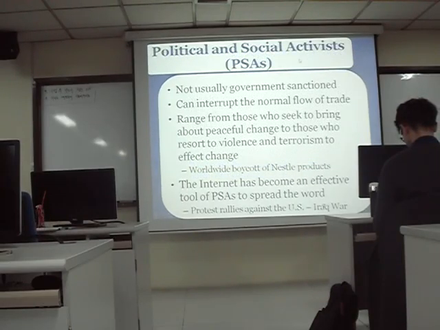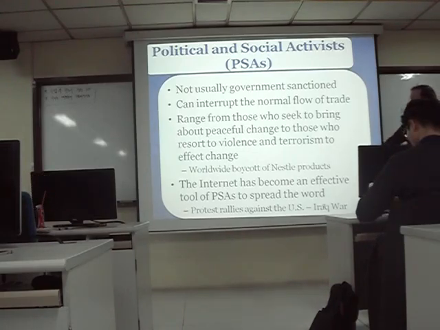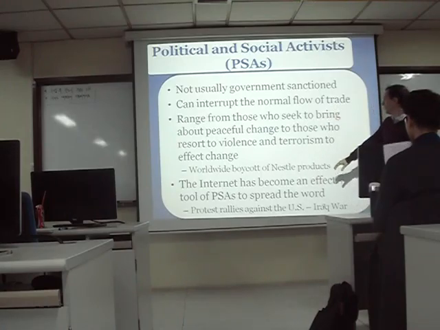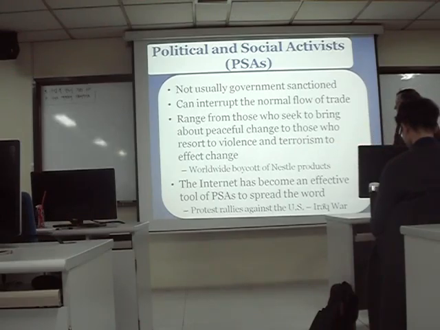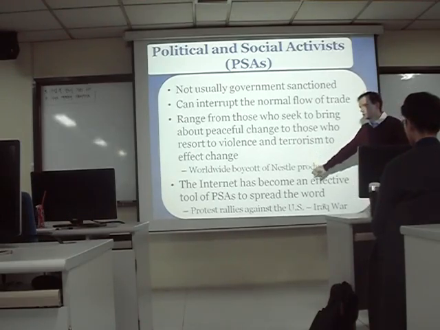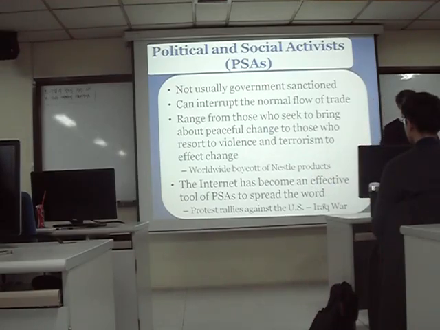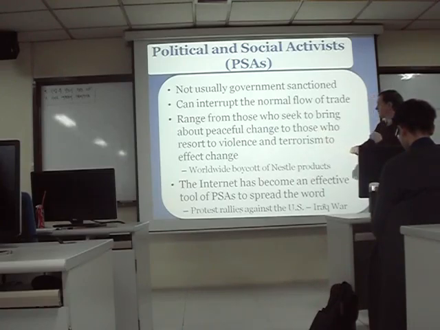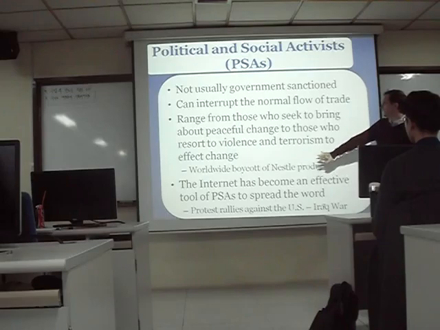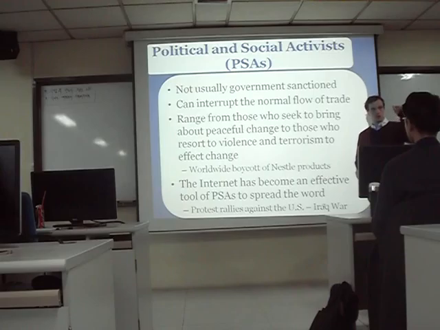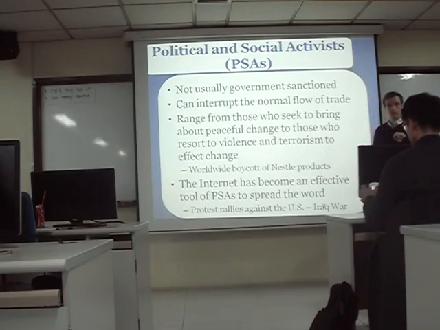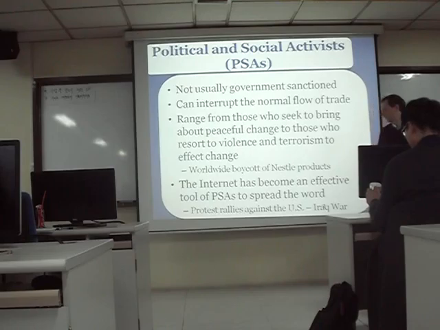We can have political and social activists outside of the government. So this can interrupt trade. So, for example, some people want to bring about peaceful change. They do some demonstration. Other people use violence and terrorism to effect change. Okay? So, for example, the economy and the industry in Greece was affected because people were making demonstrations. In other cases, we see in Europe at the moment, there is some terrorism. Okay? The stock of the travel company is going down. Travel companies are affected because there is some terrorism there.